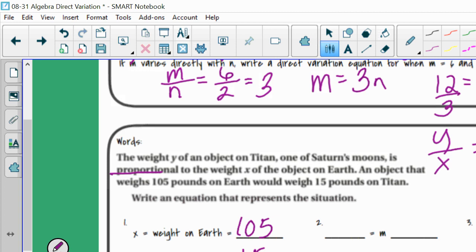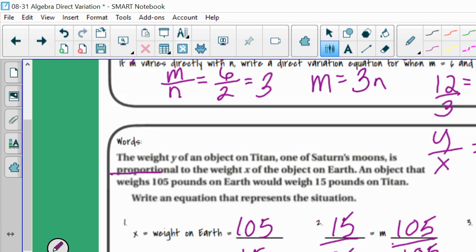15 over 105. Okay. Now what they want you to do is actually plug in your X and Y value, but I'm going to show you how it's the same. Because to solve for that, I would just be dividing by 105, right? So I still just am dividing Y over X. All I'm doing is finding my slope. Okay, what is 15 divided by 105?